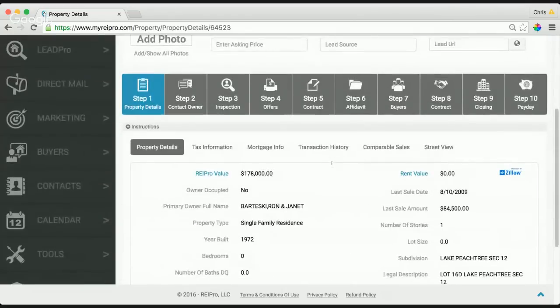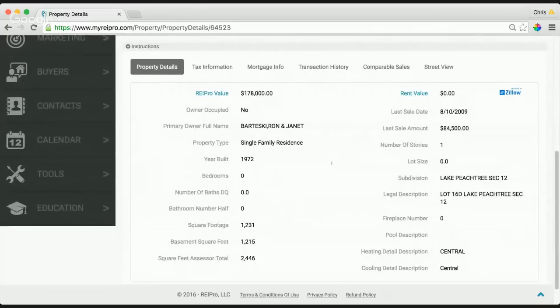Now, step one is what we call lead generation. Also, it's your due diligence. So when you come into REI Pro, not only are you going to get an REI Pro value of what we see it's potentially worth, it's kind of a quick number for you to look at for estimated values, which we take over a 30-day window.